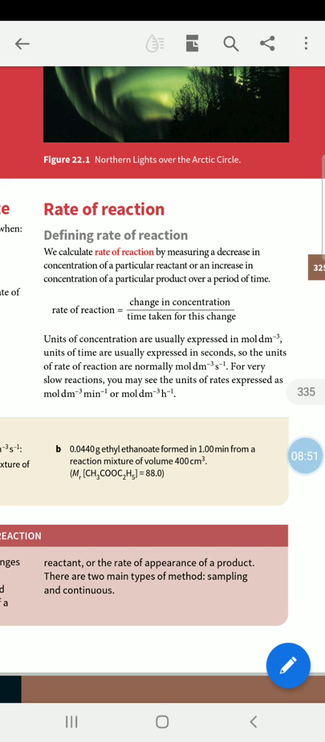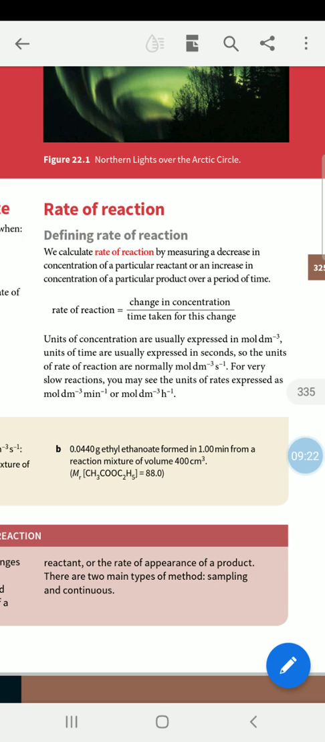Right? But if the rate is very slow, some chemical reactions do not take place very vigorously. Now if you take sodium reaction with water, it would be vigorous. Then you can find out how it acts in seconds, mole per cubic decimeter per second. But if it is taking more time, then we can take it to be mole per cubic decimeter per minute or mole per cubic decimeter per hour.